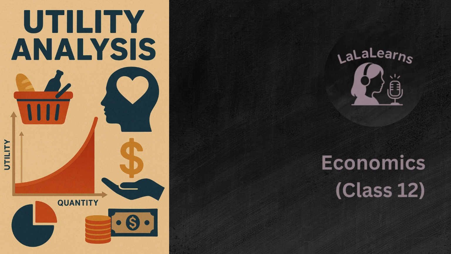And if total utility is declining, what does that mean for marginal utility? It must be negative now. It's subtracting from my total satisfaction. Exactly. Beyond the point of satiety, MU becomes negative. This is that disutility we talked about. Consuming more actually makes you feel worse.